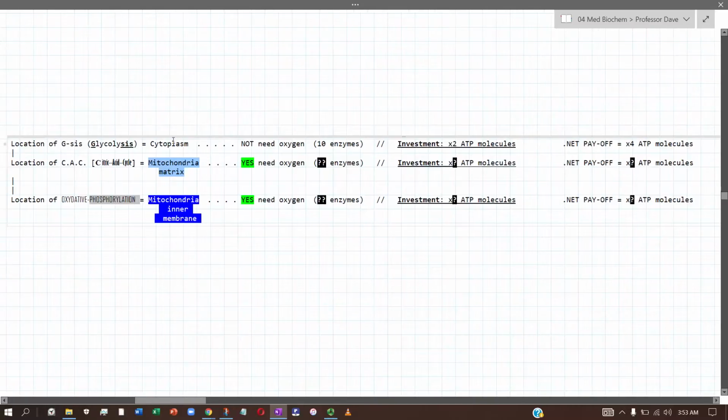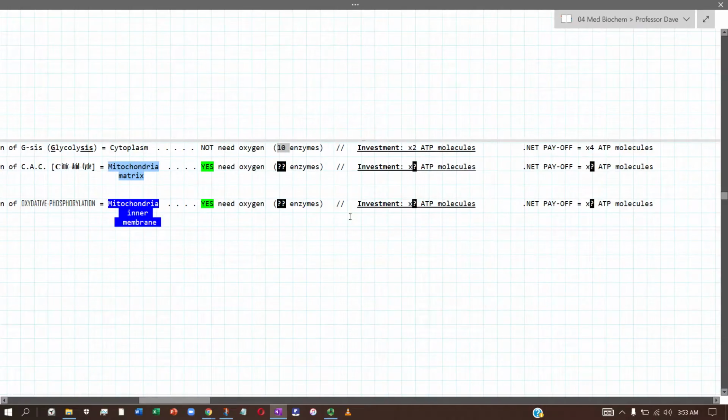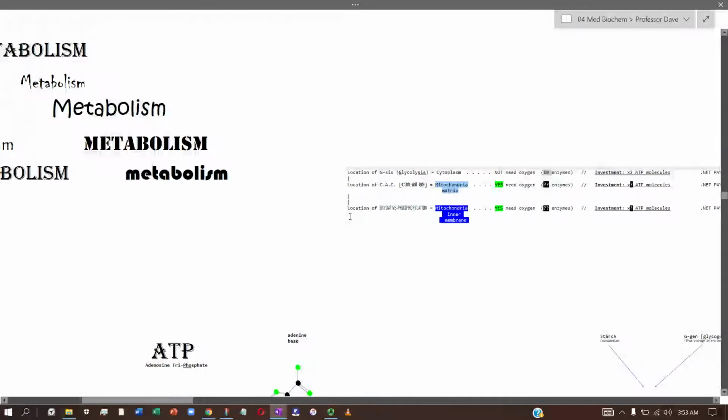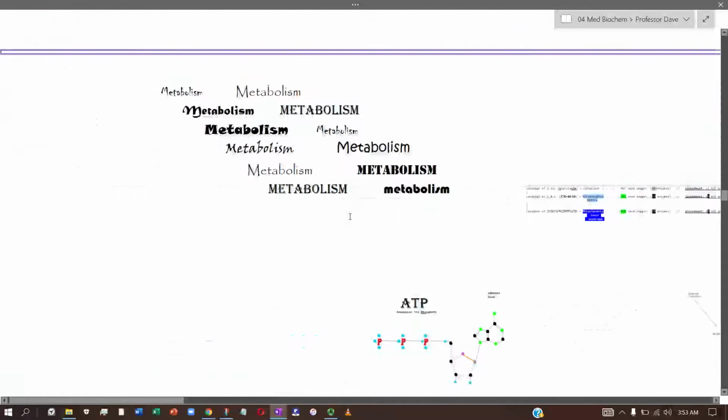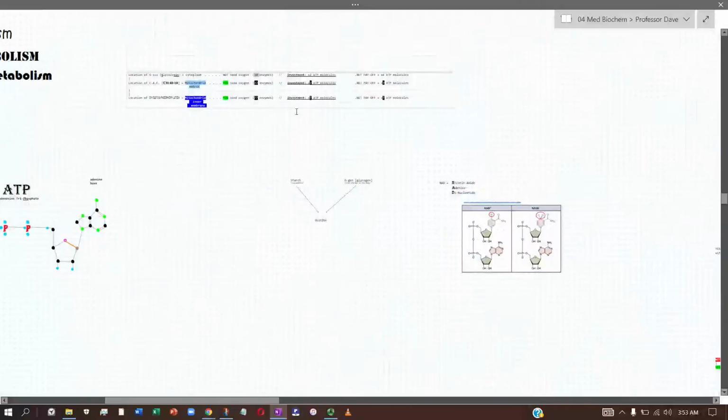Where does glycolysis take place? In the cytoplasm. It does not need oxygen. There are 10 enzymes involved, etc. And in this case, it would be helpful to jump to the bottom, and let's copy and paste this.